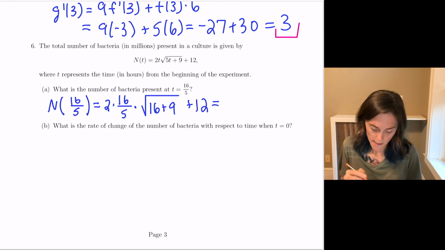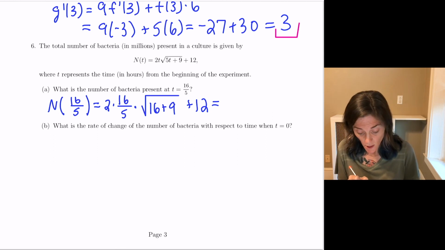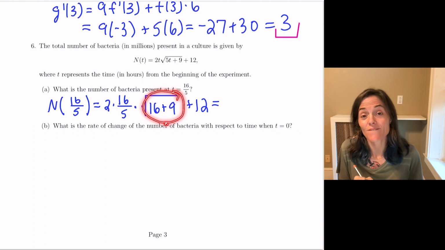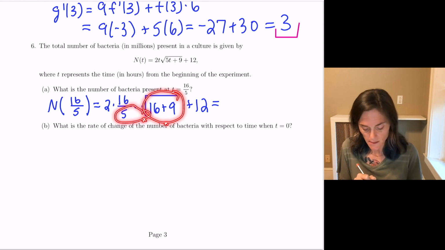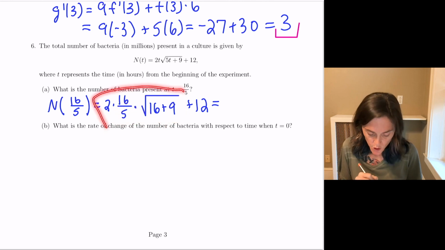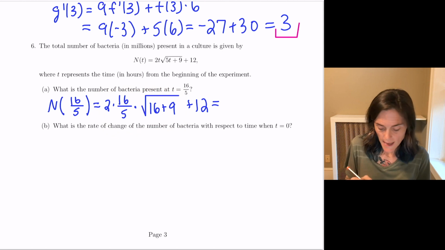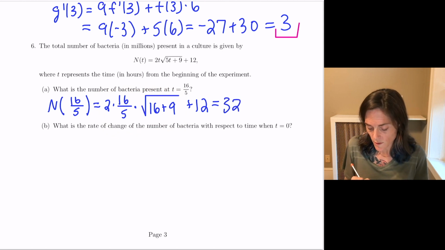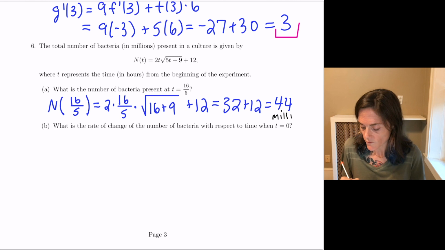Now, this looks intricate, but it's not too bad because this is the square root of 25, which is 5. So I have 5 over 5, which is 1. This first term altogether is 16 times 2, which is 32. So I have 32 plus 12, which is 44. And this is in million. We can write underneath or just answer 44.